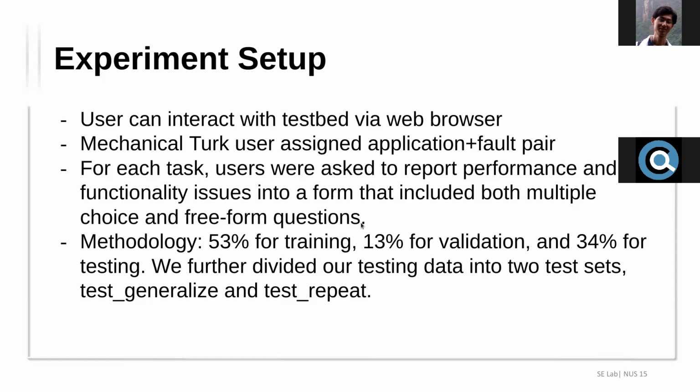Basically they set up a feedback session for each Mechanical Turk user. They have a proper example, and then they are asked to use this application where there may or may not be issues, and then they are asked to give feedback, which can be free-form answers or multiple choice. And then they split the data into 53% for training, 13% for validation, and 34% for testing. And this testing is split into 2 more sets, which is generalize and the repeat.